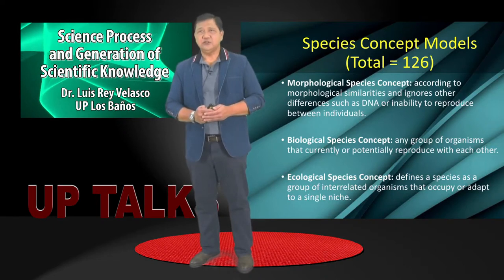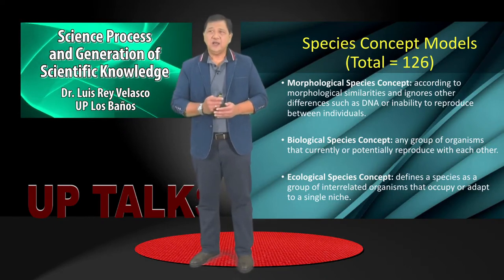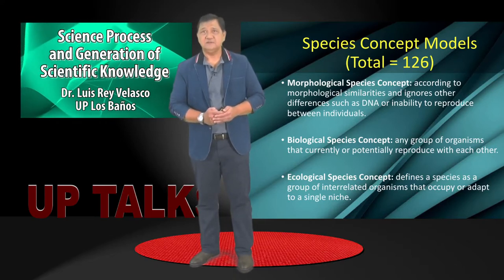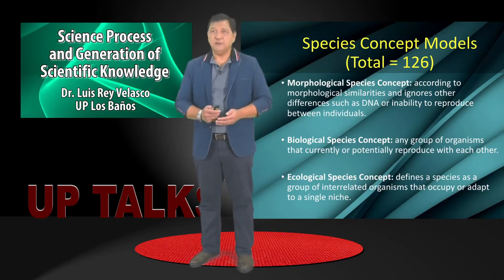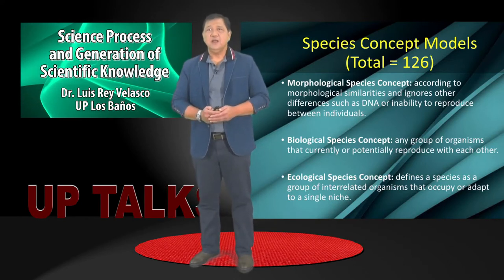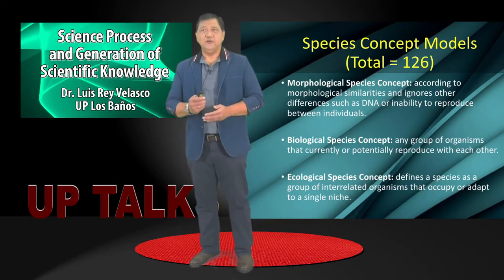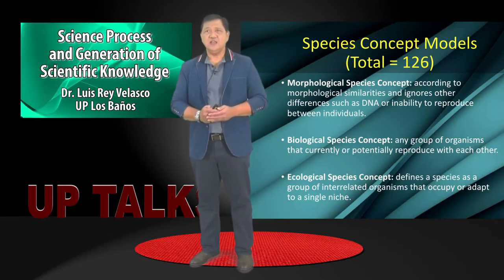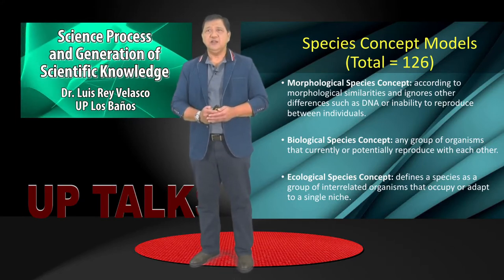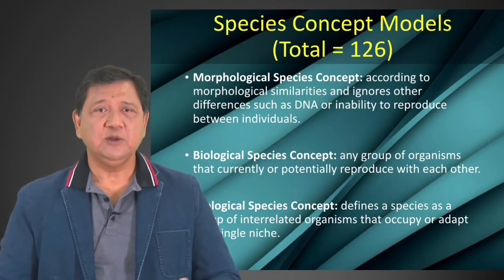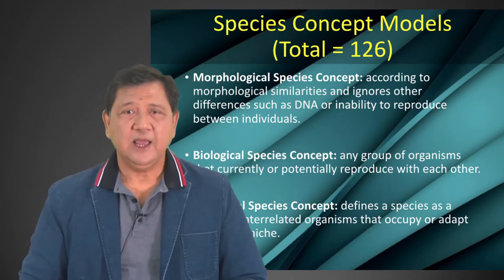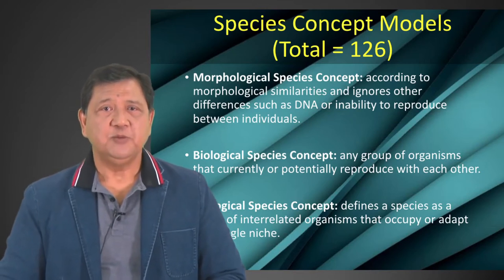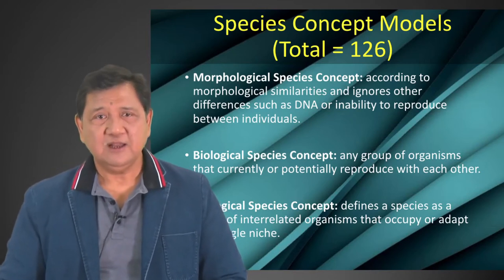If you are to search the literature, there are 126 models of what a species is. That is what we call morphological species concept. And this is based on the morphological similarities and ignores other differences such as DNA or inability to reproduce between individuals. There is also what we call the biological species concept. Any group of organisms that currently or potentially reproduce with each other.